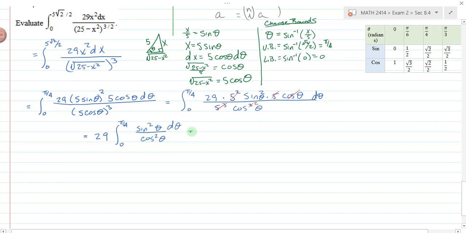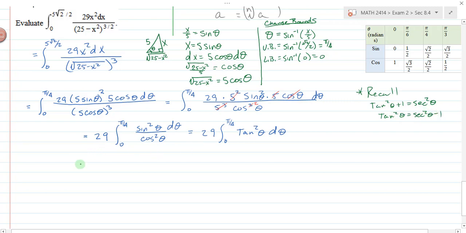Well, what is sine squared over cosine squared? Tan squared, right? So I could write this as tangent squared theta d theta. Do we know how to integrate tangent squared? No, but what do I know how to integrate that's squared that goes with the tangent? Do you remember your Pythagorean identities? This is the Pythagorean identity. Tangent squared theta plus 1 is equal to secant squared theta. So what is tan squared theta equal to? Secant squared theta minus 1.